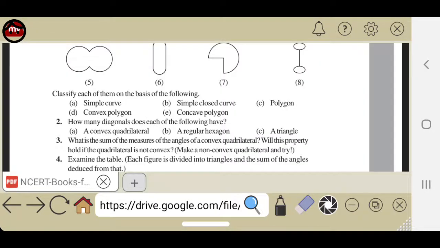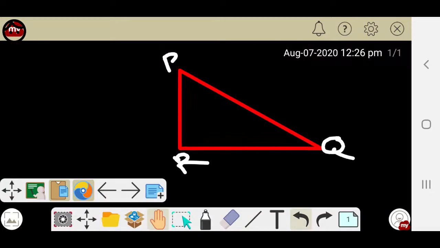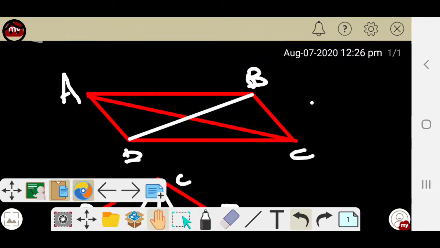What is the next question? What is the sum of the measures of the angles of a convex quadrilateral? Will this property hold if the quadrilateral is not convex? Yes, for any quadrilateral. Then what is the total sum of interior angles? You know that a quadrilateral divides into two triangles through its diagonals.